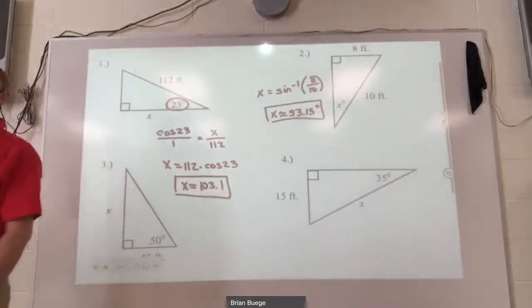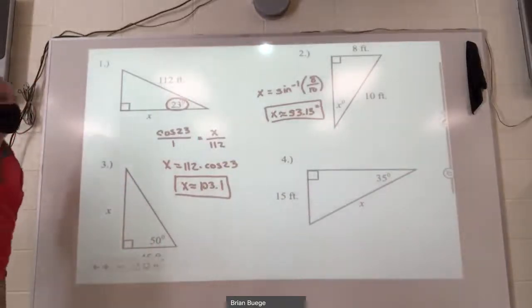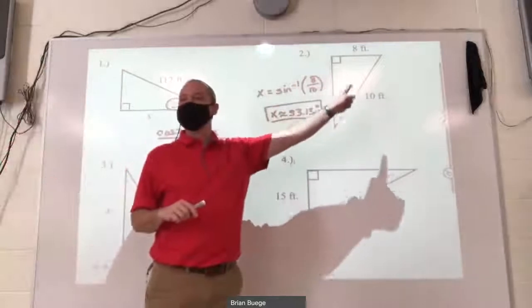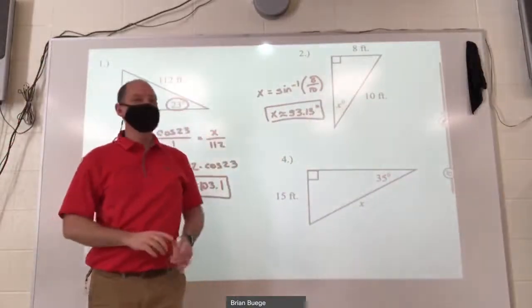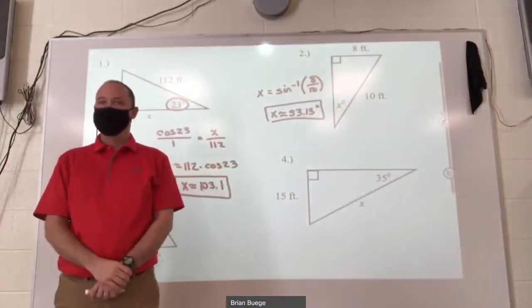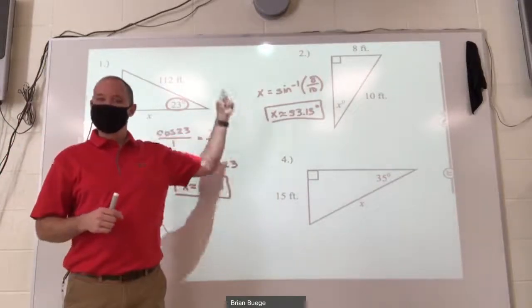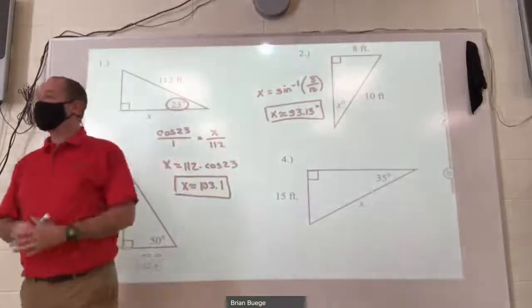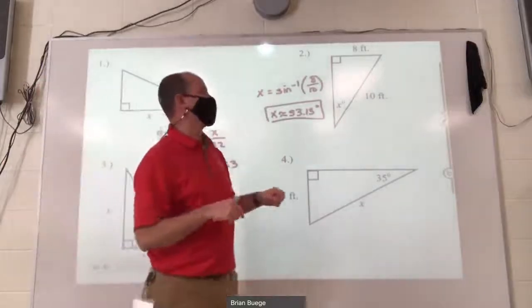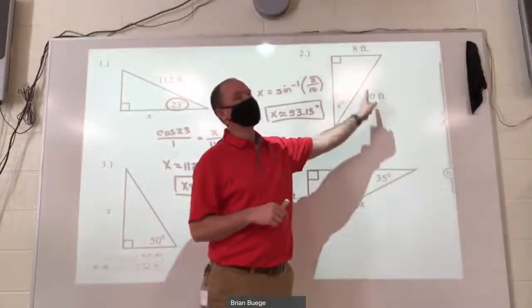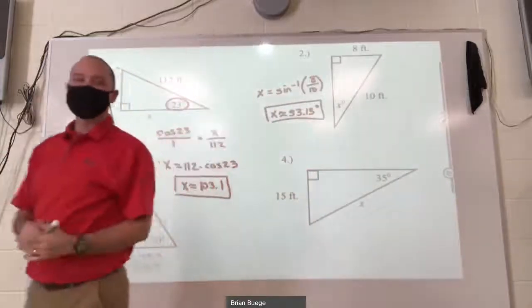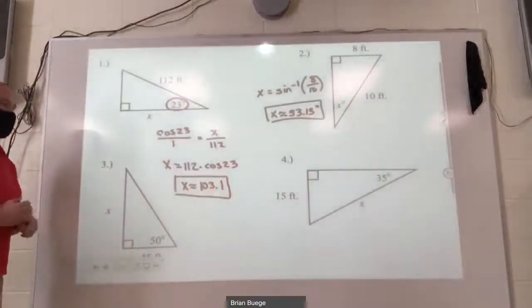I didn't ask you this, just as a heads up, but if you take a look back at the triangle, anybody tell me off the top of their head what the other leg is? 6. That's a 6, 8, 10 Pythagorean triple. So again, it wasn't part of the problem, I didn't ask you that, but if you notice the 6, 8, 10 Pythagorean triple, you have it, you can move on to the next part.